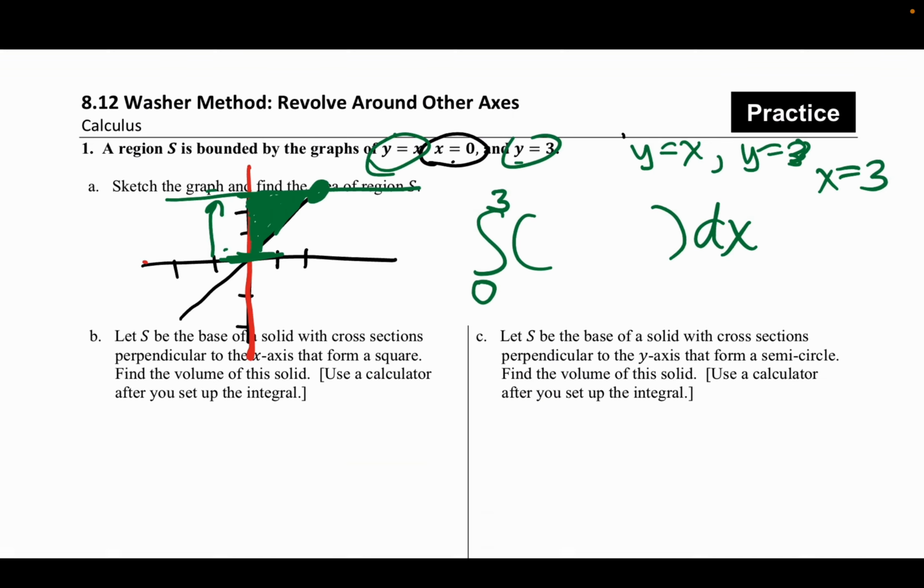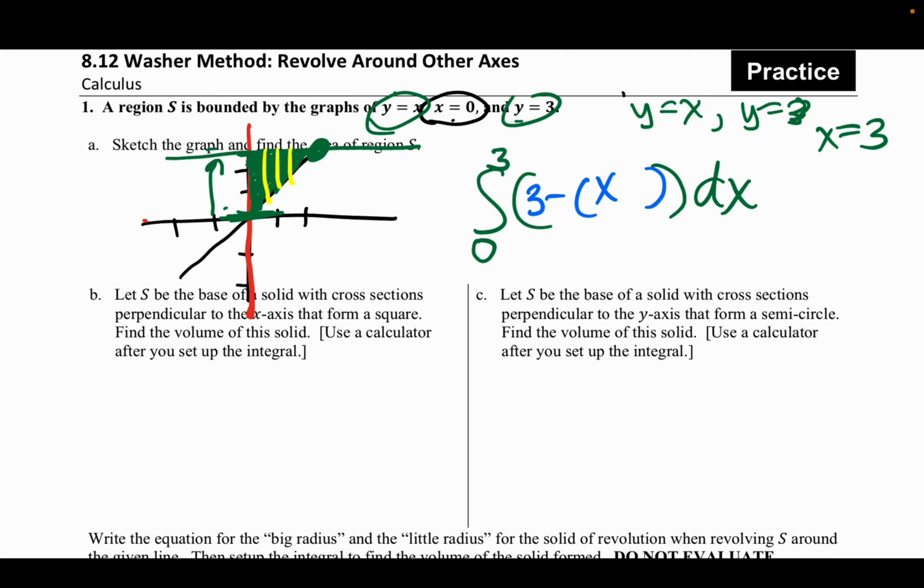And then I'm going to do top minus bottom because I'm doing it in terms of x. Anytime you're doing it in terms of x, it's top minus bottom. All right, so the top is 3 minus the bottom, which is x, and that would give you the area. And you can work that out yourself.